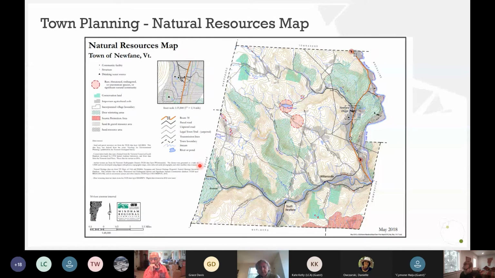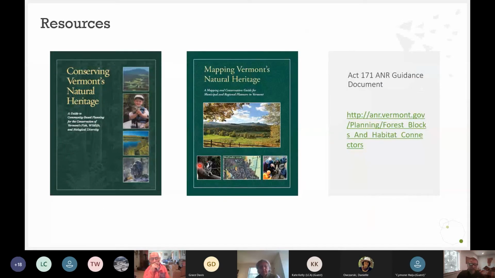Now, I mentioned that my program does offer a variety of resources for towns to help. The document on the left, Conserving Vermont's Natural Heritage, is a framework for thinking about the natural world at that landscape, community, and species scale. Mapping Vermont's Natural Heritage is a guide on how to use BioFinder and Vermont conservation design for land use planning. And then we do have a guidance document on Act 171, that forest integrity bill that I talked about.